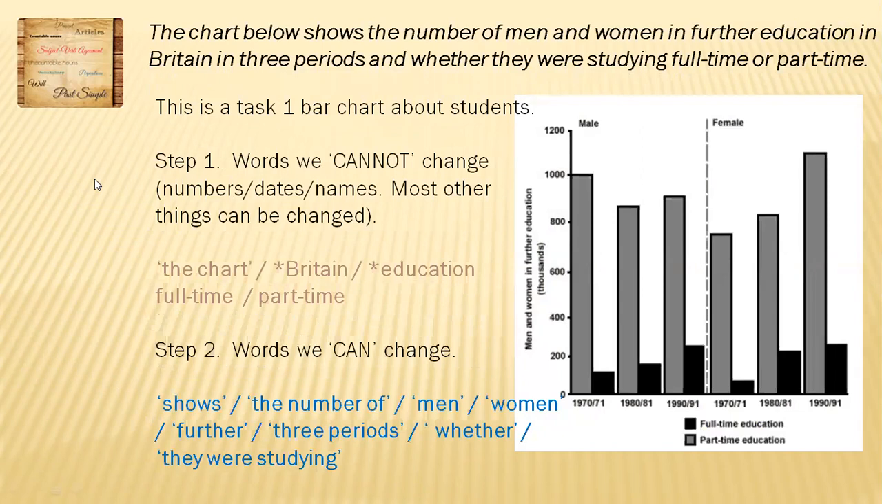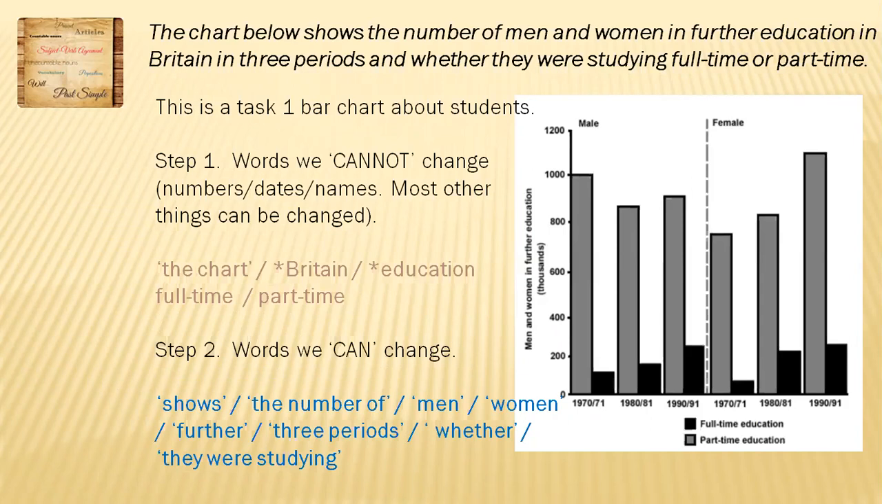So here's our bar chart, which is about full and part-time education of males and females in England through 3 different time periods. Okay, so the title is: the chart below shows the number of men and women in further education in Britain in 3 periods and whether they were studying full-time or part-time. So this is a Task 1 bar chart about students.